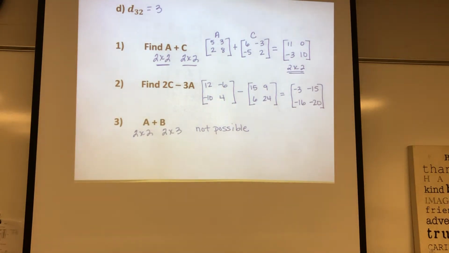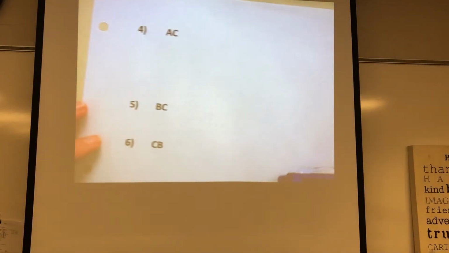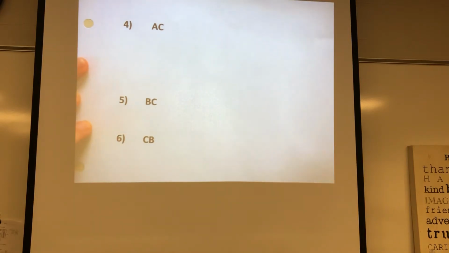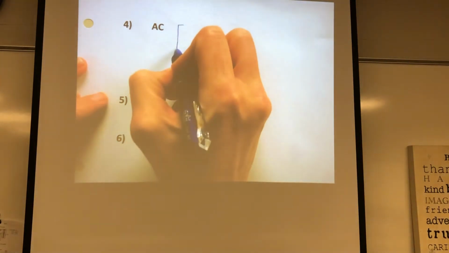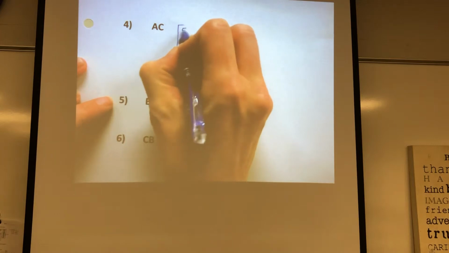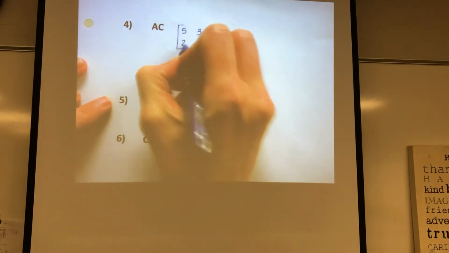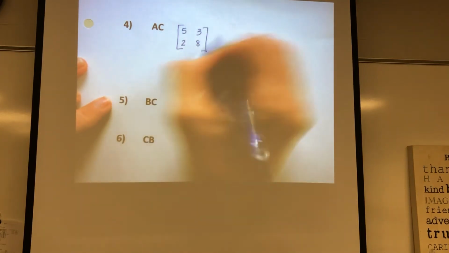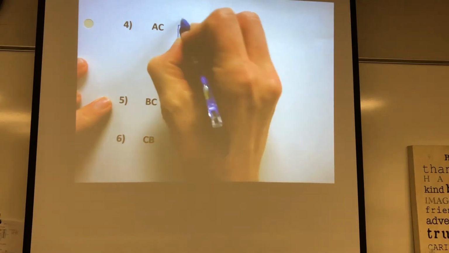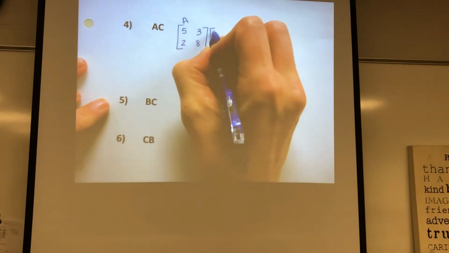So that's how adding, subtracting, and having a scalar works. That's what that number outside is called, a scalar. But now we're going to try multiplying one matrix times another matrix. So let's start by multiplying A times C. So again, I'm going to rewrite my matrices here because we're going to use these numbers. And I'm just going to put A, this is matrix A, right next to matrix C.